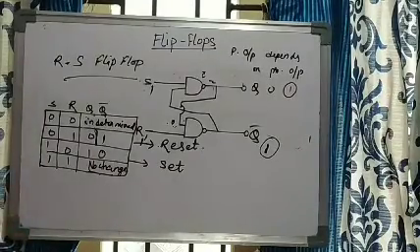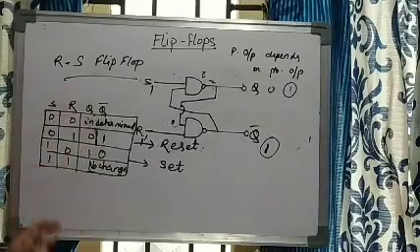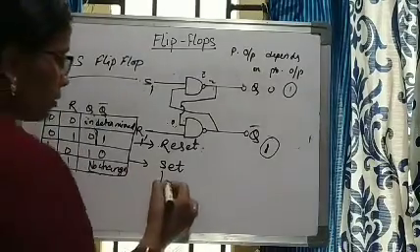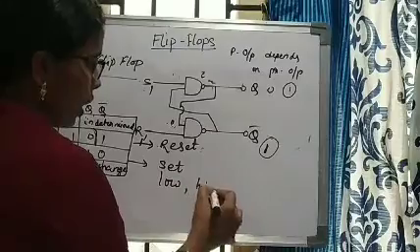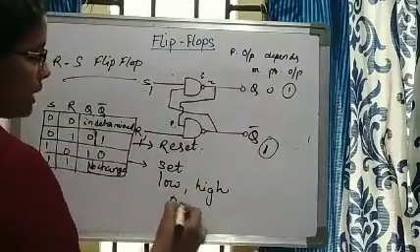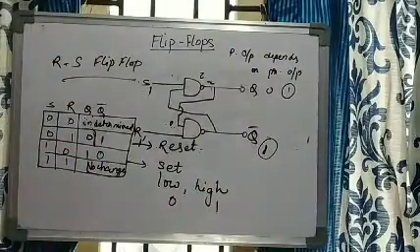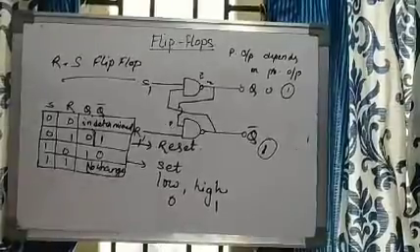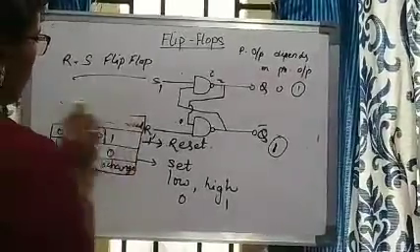Okay. In some books, instead of writing 0 and 1, they write it as low and high. Low means 0, high means 1. Okay. So this is about your RS flip-flop.